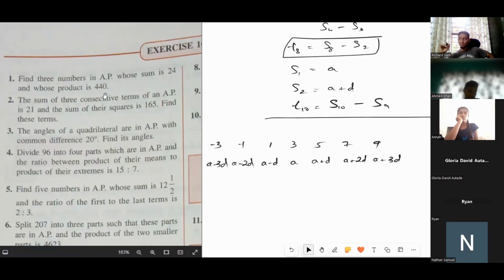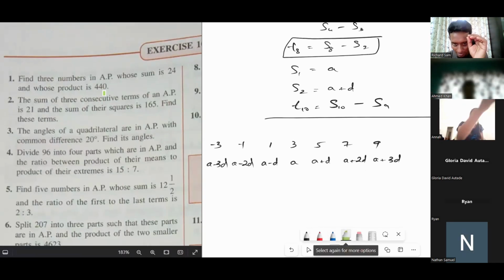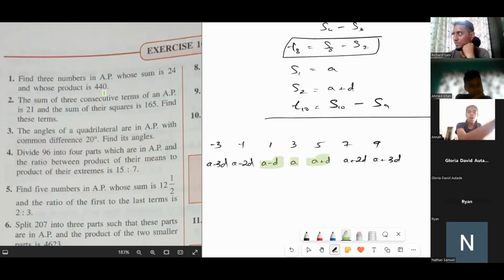How many terms are in this AP? 3 terms. Whenever we have 3 terms in the AP, we consider them as A minus D, A, and A plus D. Symmetrical. The middle term we take as A, not the first term. You will see why when we apply the formulas. Now just remember this rule.